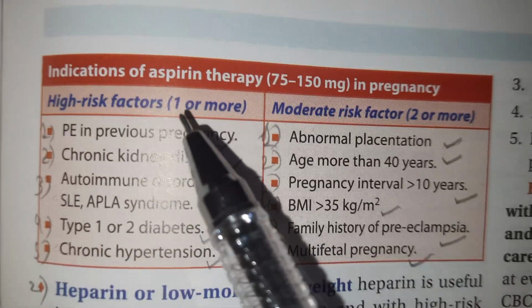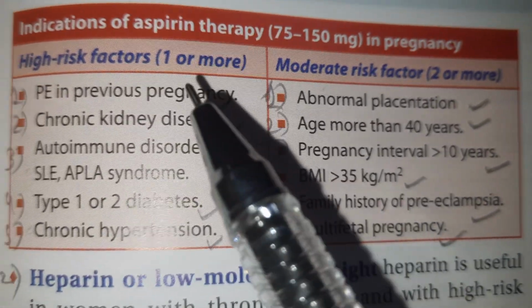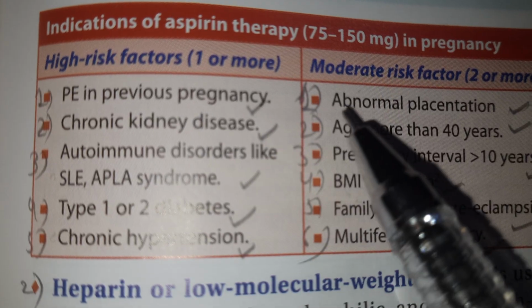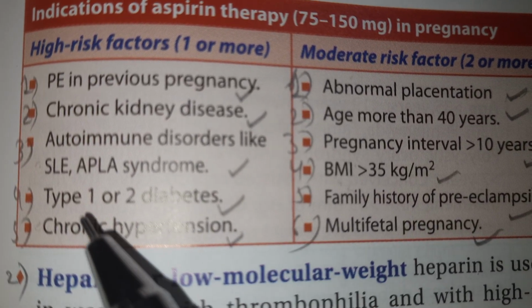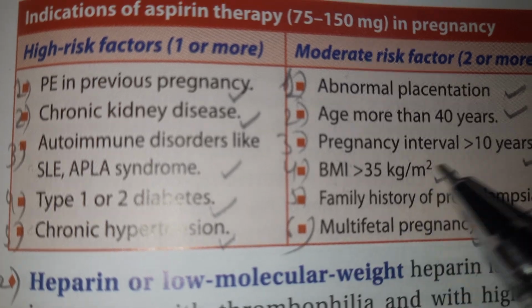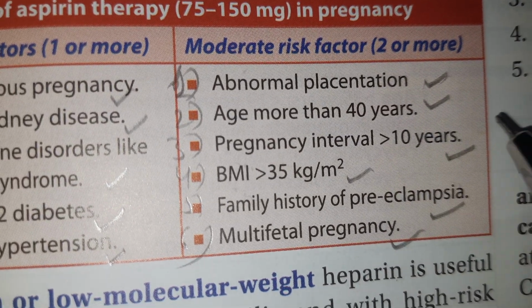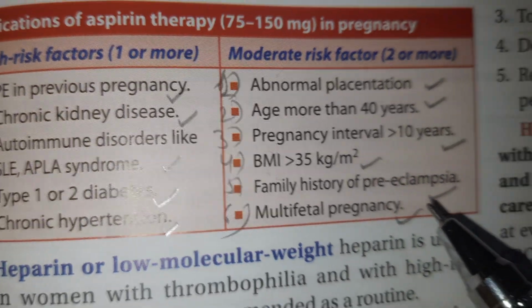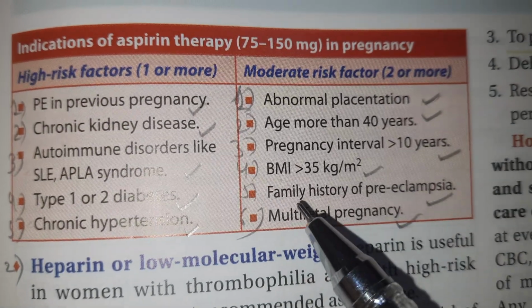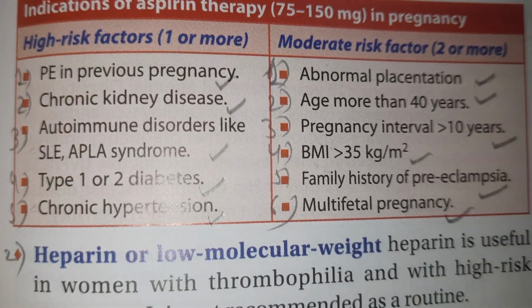So this table shows the indications for aspirin therapy in pregnancy. The high risk factors, one or more of these: preeclampsia in a previous pregnancy, chronic kidney disease, autoimmune disorders like SLE and antiphospholipid syndrome, type 1 or type 2 diabetes, chronic hypertension. And the moderate risk factors mean abnormal placentation, age more than 40 years, pregnancy interval greater than 10 years, BMI greater than 35 kilogram per meter square, family history of preeclampsia, and multifetal pregnancy.